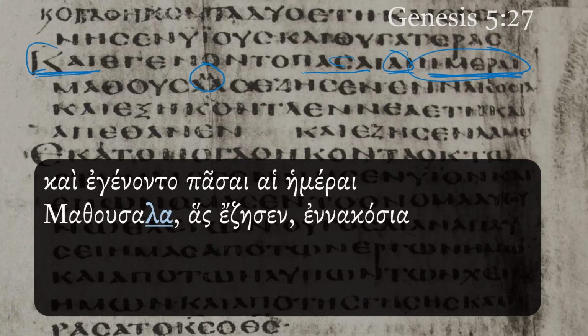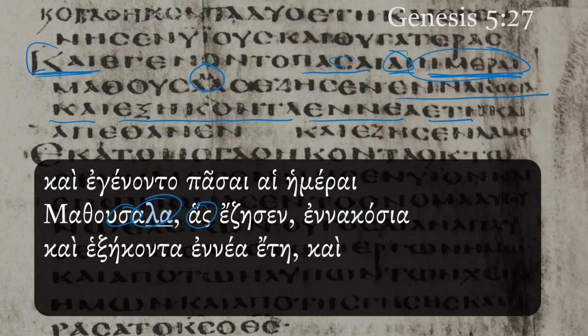My guess is, because of the SA and the AS, their eyes somehow skipped over the LA through some sort of haplography, because the letter formations look similar. And so they added it back. They caught themselves. And in this case, we actually have a fairly stable tradition, at least with Alexandrinus, for the remaining numbers. So we have Enocosia here, and then Chi, Exekanta, Enea, Ete. So that's going to be 969 years. And then we have finally the Apathanen, which is he died.